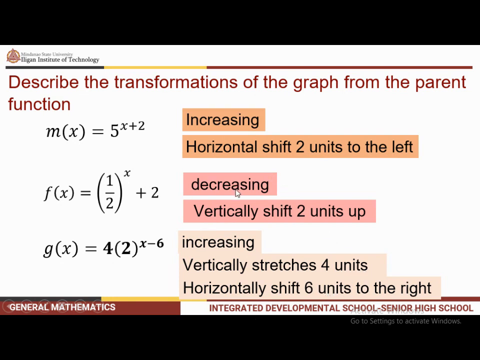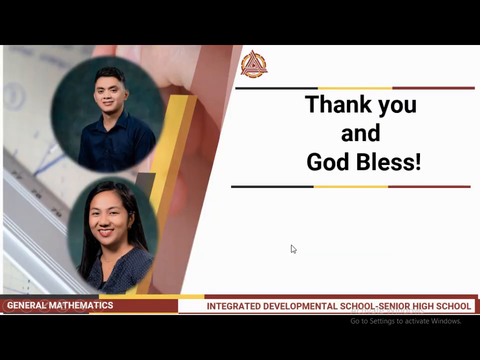Okay? So, did we learn something today? The tip is, whenever something is added or subtracted here, that is the horizontal shift. This one shows whether it is increasing or decreasing, depending on the base. This one represents the vertical shifting, up or down. Okay? So I hope you learned a lot today, especially on exponential functions, in solving exponential function equations and inequalities, as well as investigating the behavior of the graph of exponential functions.